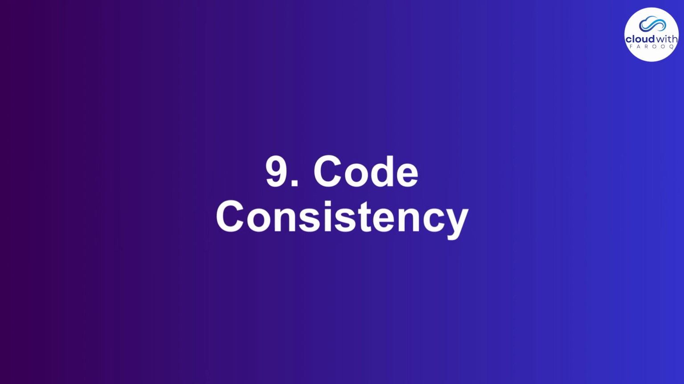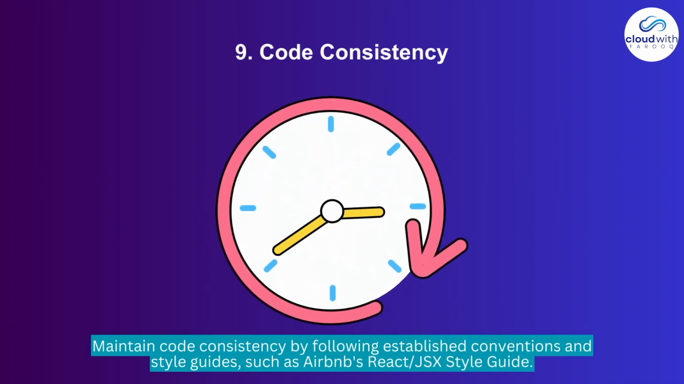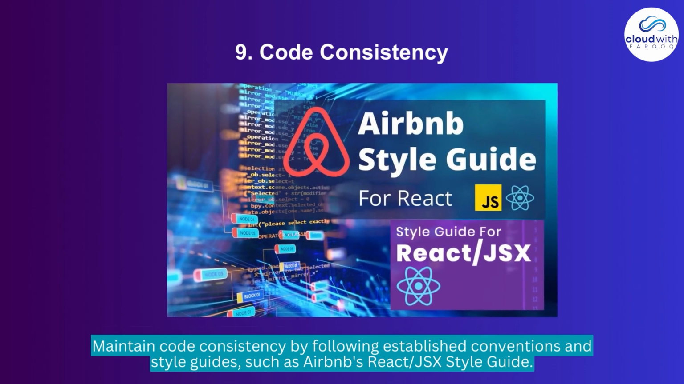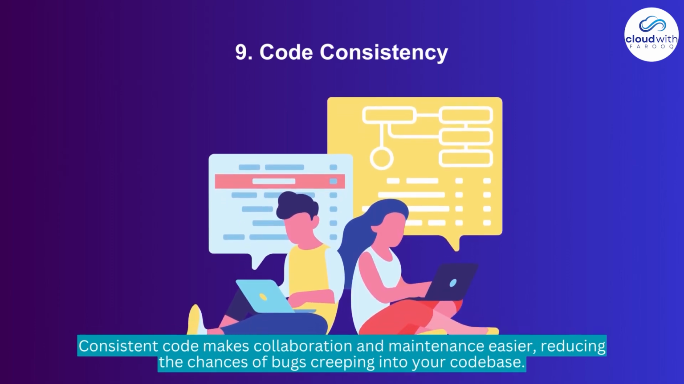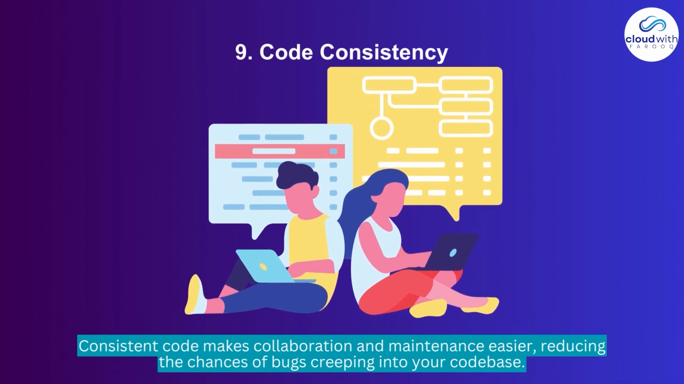Number 9. Code consistency. Maintain code consistency by following established conventions and style guides, such as Airbnb's React JSX style guide. Consistent code makes collaboration and maintenance easier, reducing the chances of bugs creeping into your code base.